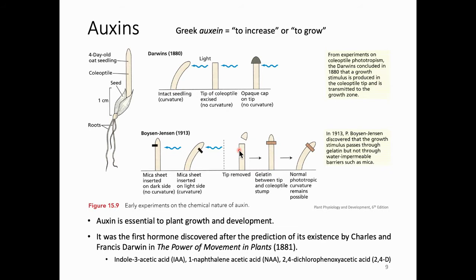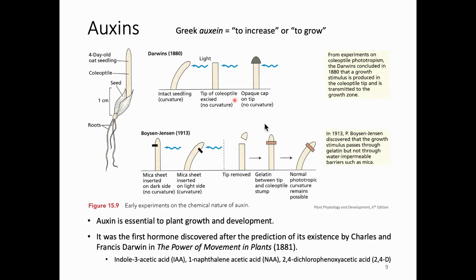The next experiment was to remove the tip and put a gelatin sheet in the middle. And this gelatin sheet can be passed through by water-soluble substances. That means the shoot can still bend toward the light.